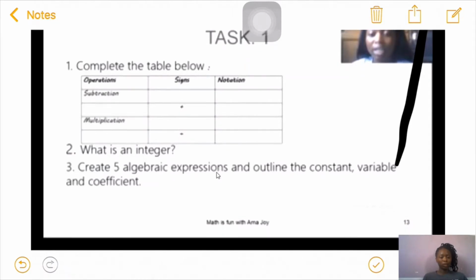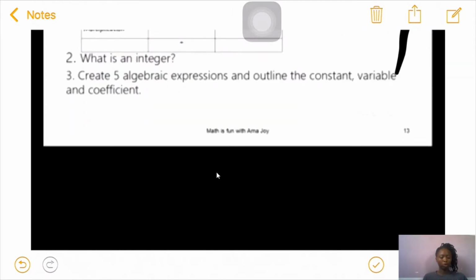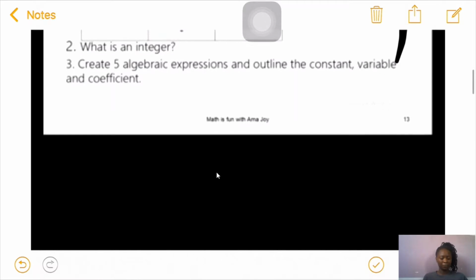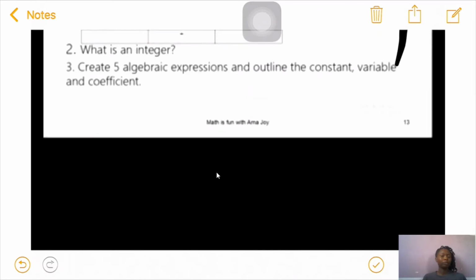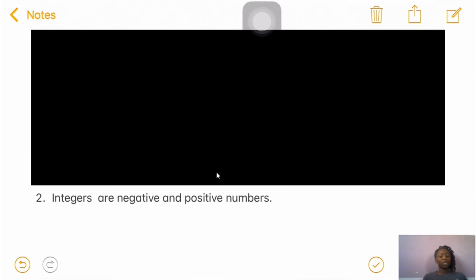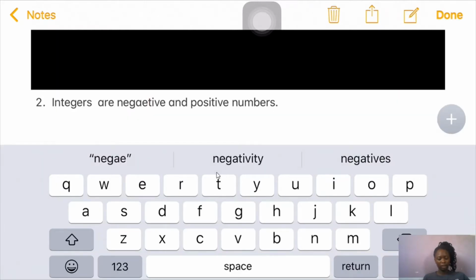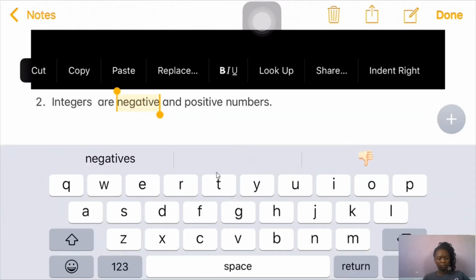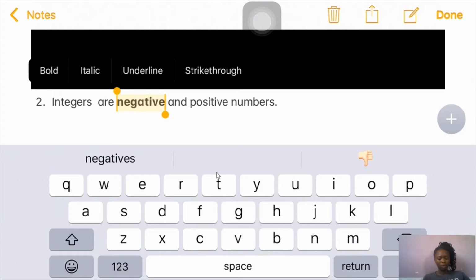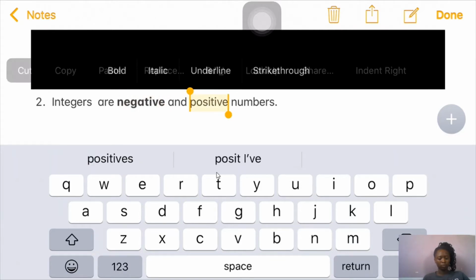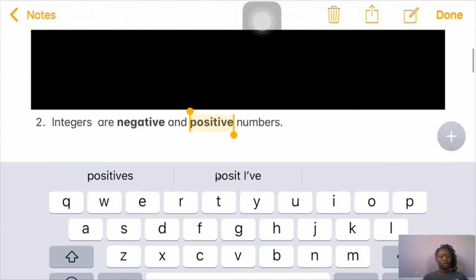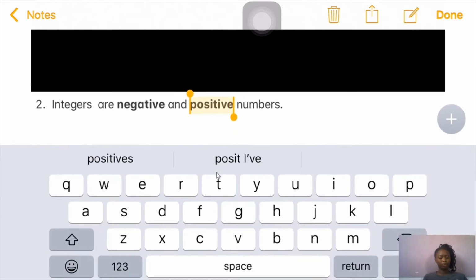So the second one is what I want to lay emphasis on. What is an integer? I saw some of you had a problem getting the definition. So simply, integers are just negative and positive numbers. So an integer can either be negative or positive. So these are the keywords. Integers are positive and negative numbers.